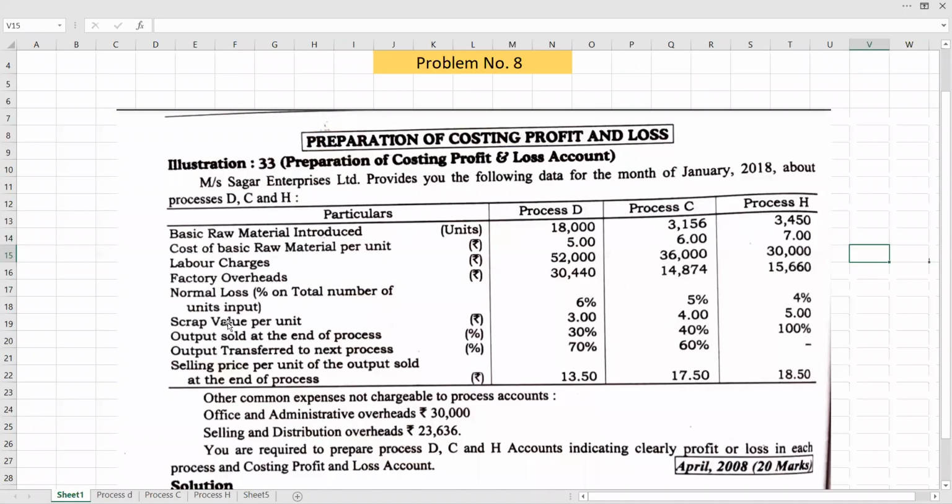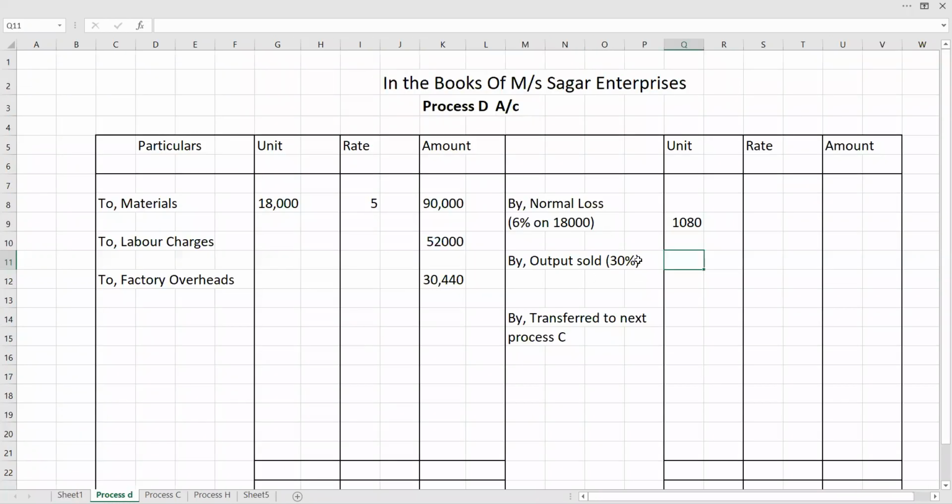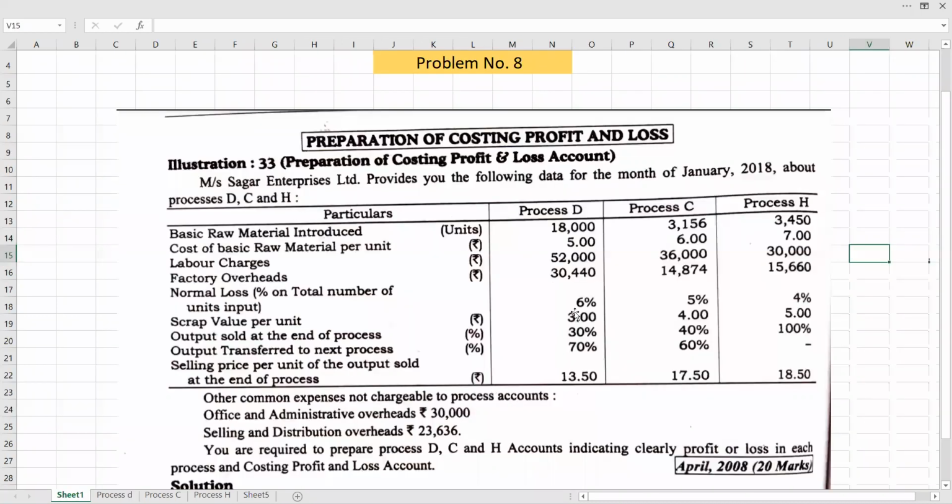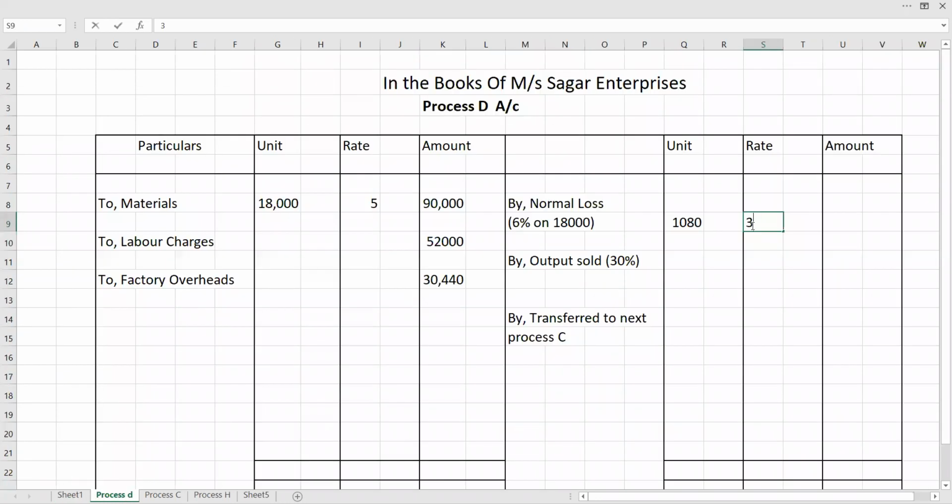See, scrap value per unit. Here scrap value is given. Whenever the scrap value is given, it should be multiplied to this answer. आपण जे पर्सेंटेज कॅल्क्युलेट केलेले आहेत त्याला स्क्रॅप व्हॅल्यूने मल्टिप्लाय करायचं आहे, देन वी विल गेट द कॉस्ट ऑफ नॉर्मल लॉस. So rate should be recorded here. Rate is scrap value per unit, 3 rupees. So the rate is 3 rupees and the amount is 3,240.